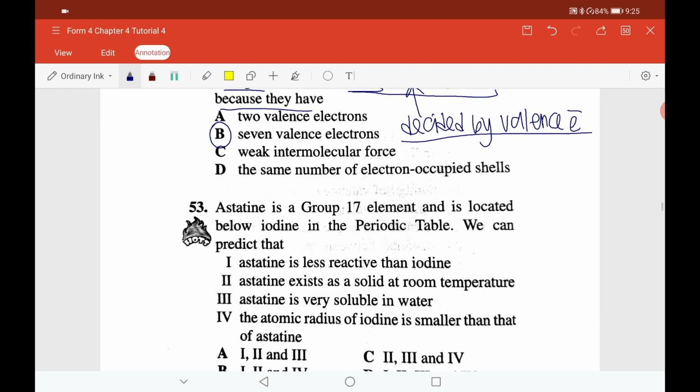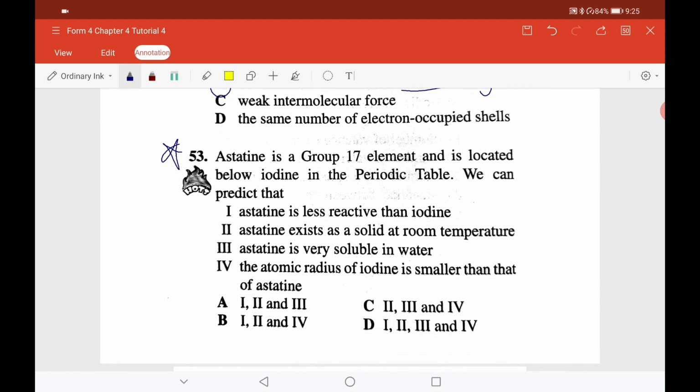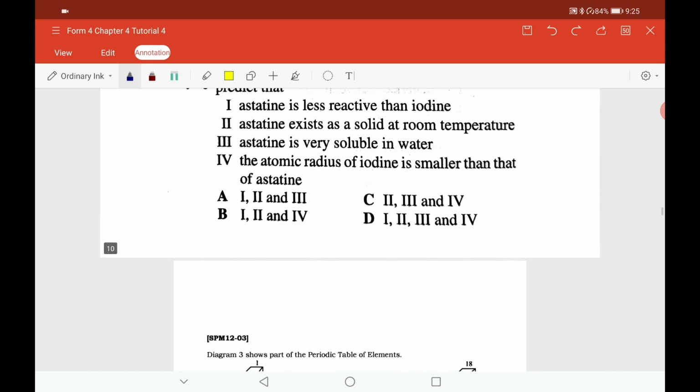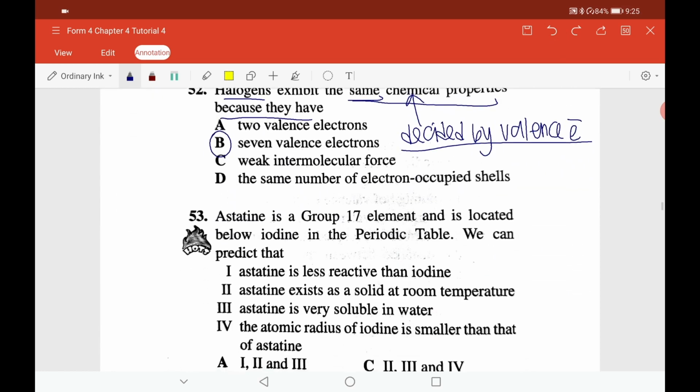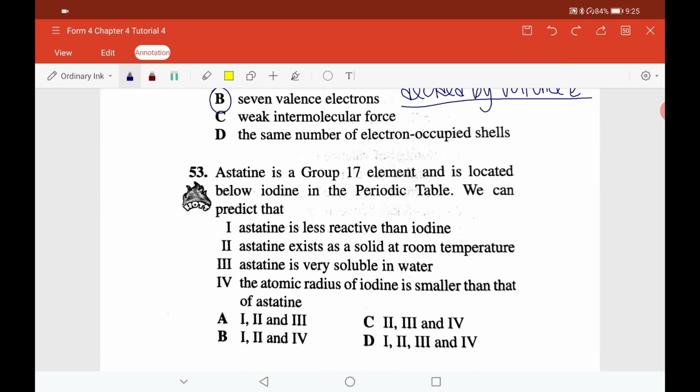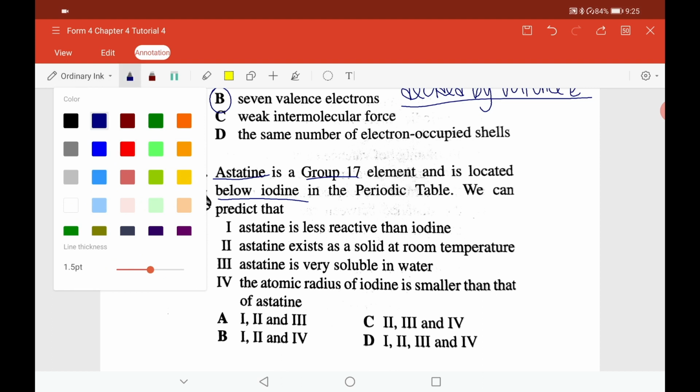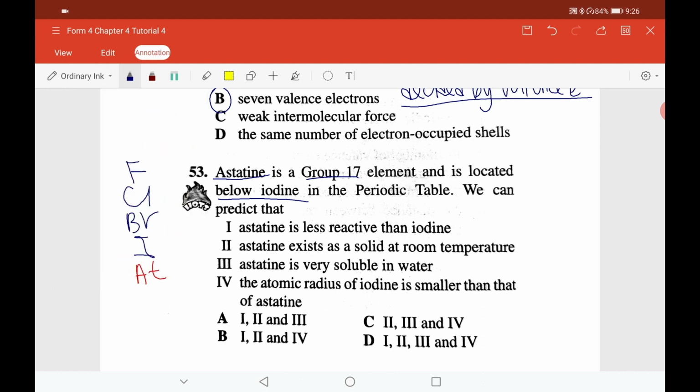So the next question, this is a good question. This question will ask you to do prediction. They say astatine is a group 17 element and is below iodine in the periodic table. So we know group 17 has fluorine, chlorine, bromine and iodine. Now the question tells you there is another substance called astatine. Which one is correct? So we need to do prediction.